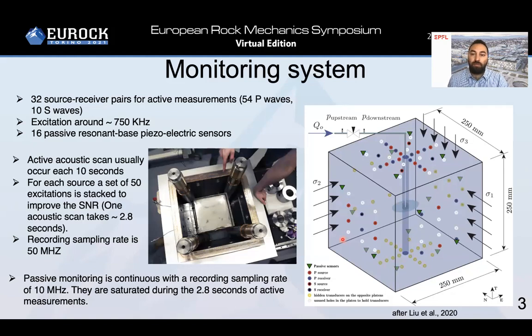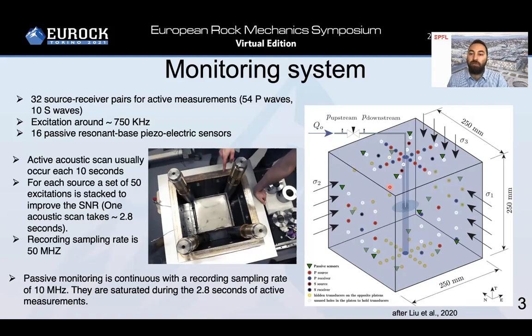As I said, we have two measurement systems. The active measurement consists of 32 pairs of source and receiver, of which 54 sensors work for P waves and the other 10 work for S waves. They are shown in red and blue circles here. Most of them are set on the top and bottom platens. Each active source does the excitation at a frequency usually close to 750 kilohertz and repeats the excitation 50 times, so that the signals received by the receivers can be stacked to have a better signal to noise ratio. Usually one active scan takes about 2.8 seconds, and the recording sampling rate is 50 megahertz.